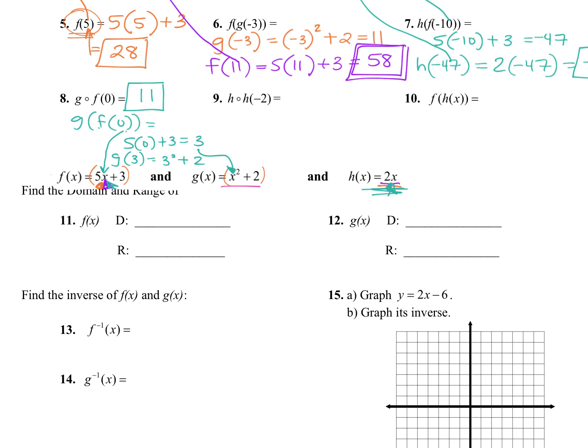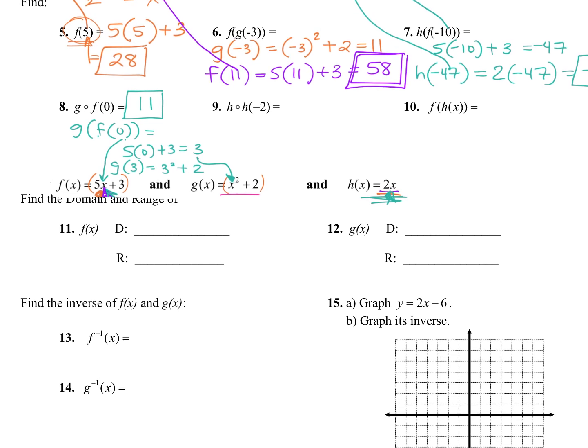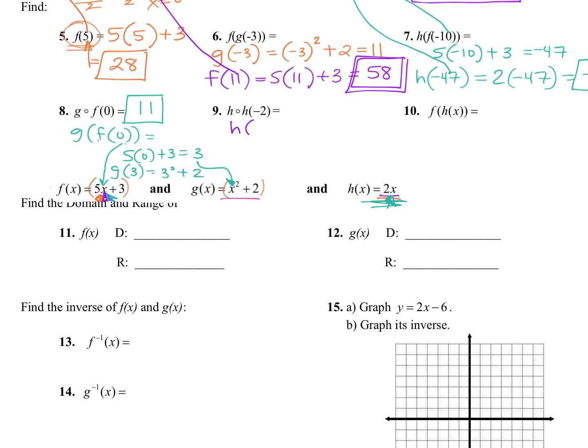Look at number 9. 2 h's. H of negative 2. What do you do? So we're going to start with h of negative 2. And that's going to be 2 times negative 2. So a negative 4. And then what? H of negative 4. Now plug the negative 4 into your h. So 2 times negative 4 is negative 8. And that will be your answer.